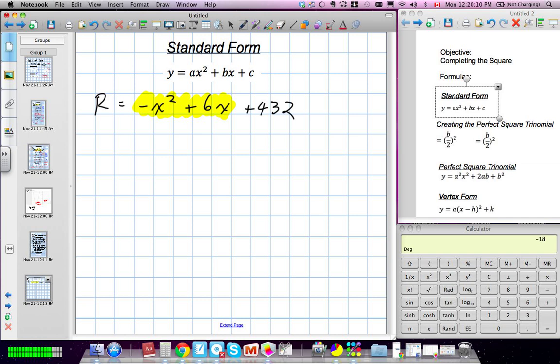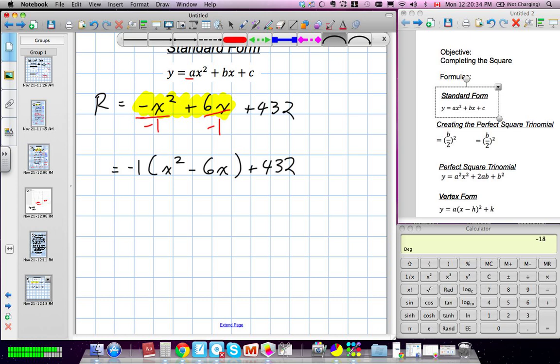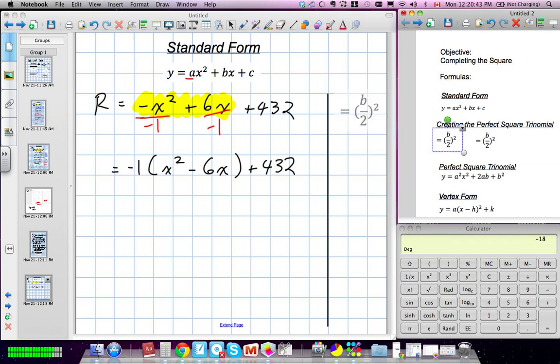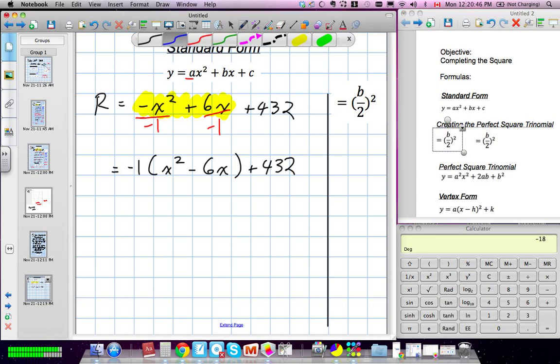And in our brackets, we're going to be left with negative 1 on the outside, x squared minus 6x. Negative 6x now becomes our b term when we go to put it into our side calculation. Remember, our side calculation for creating a perfect square is we take the b term, which is negative 6, divided by 2, and then square it. Negative 6 divided by 2 is negative 3. Squared gives us 9. And remember, we need to add and subtract the value of 9 inside those brackets.